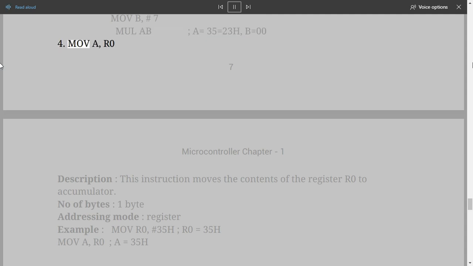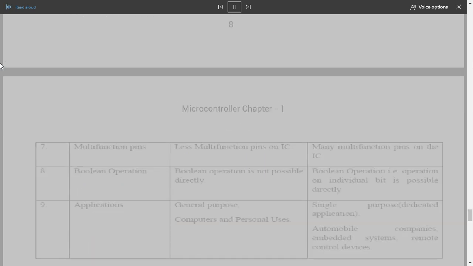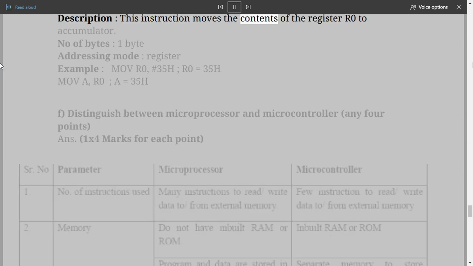4. MOV A, R0. Description: this instruction moves the contents of the register R0 to accumulator. No. of bytes: 1 byte. Addressing mode: register. Example: MOV R0, #35H, R0 equals 35H, MOV A, R0, A equals 35H.